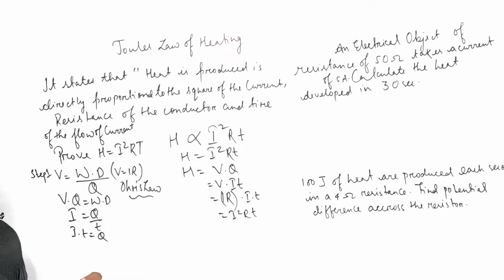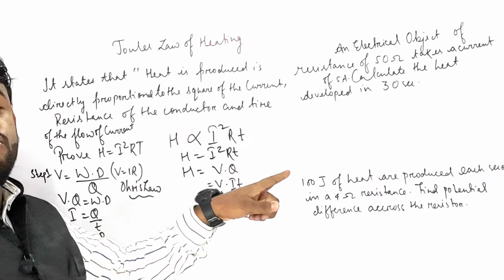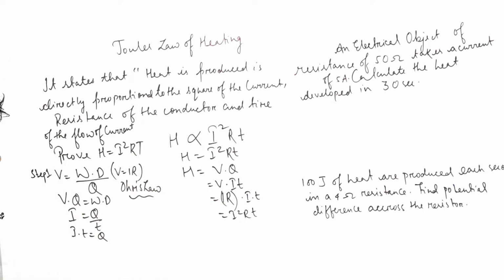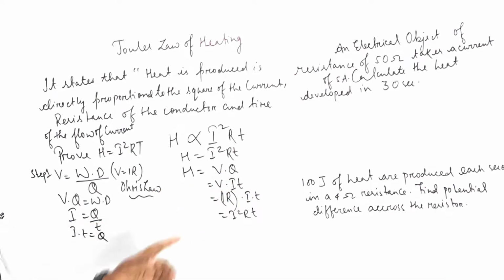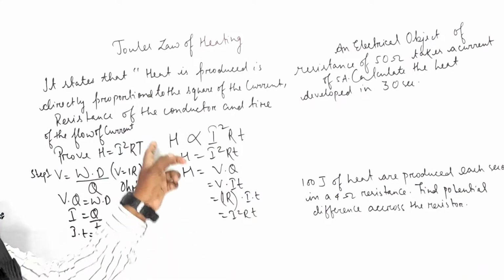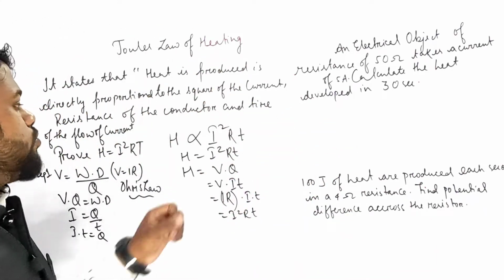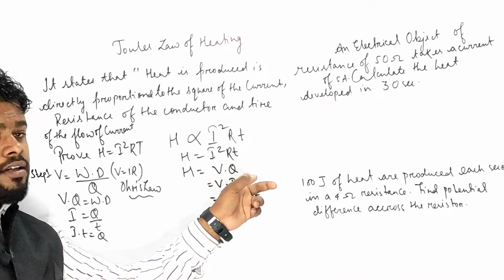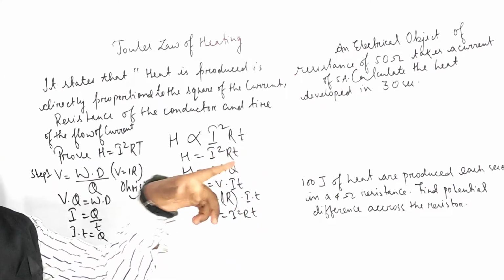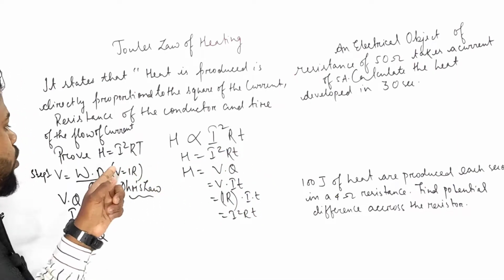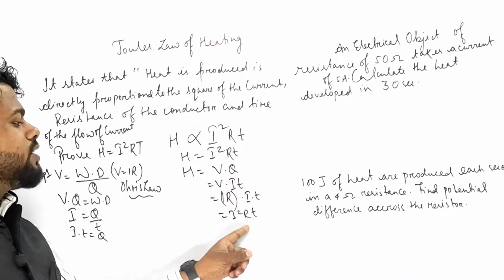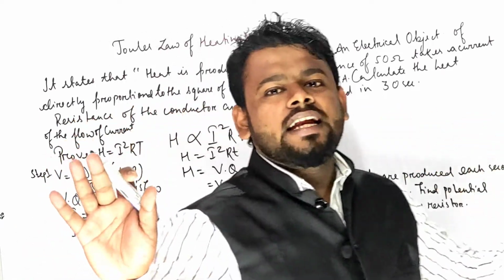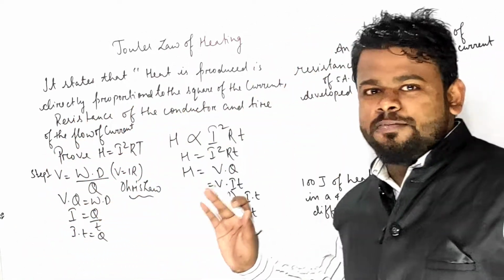Now about I and Q, that means I equals Q by T. That means Q is left on one side, so in place of Q I have put I dot T. Then V, according to Ohm's law, V equals IR. According to current, I equals Q by T. According to Ohm's law, V equals IR. So IR into I into T, which is all about I squared RT. Is it clear? Please respond over here.